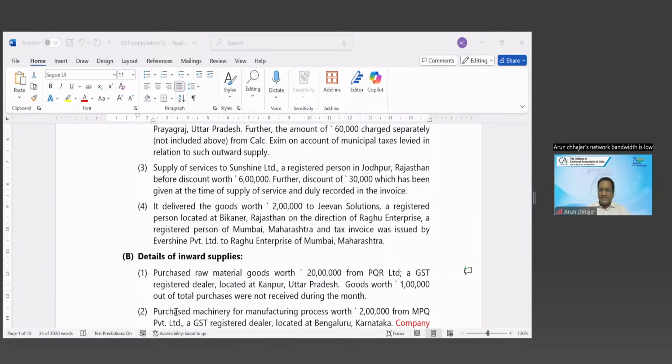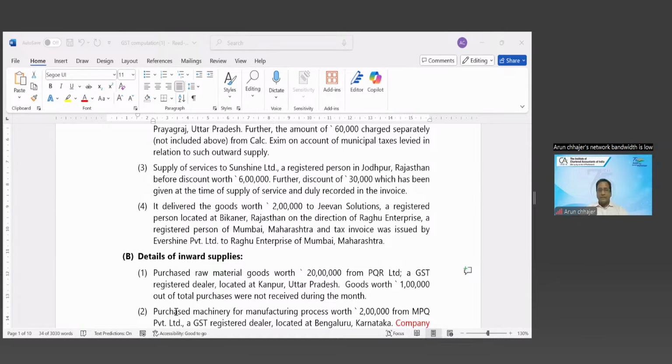Will it be CGST, SGST, or will it be IGST? As the goods worth rupees 1 lakh are not received, the condition for claiming the ITC as per section 16 subsection 2 clause B of the CGST Act is not satisfied, and therefore the ITC to the extent of rupees 1 lakh is not eligible. Is that clear? Any question? I hope it is clear.